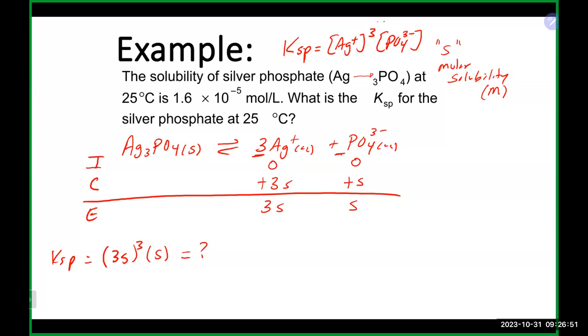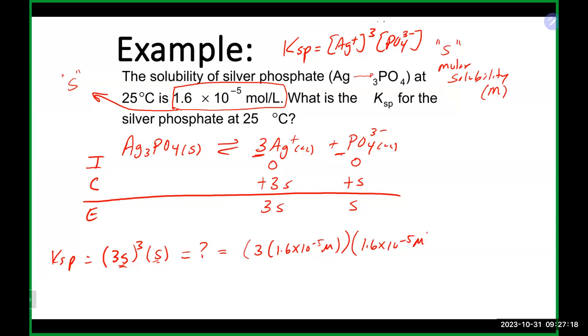Now, since we're looking for the KSP, we are actually given the molar solubility right here. That is basically S. That is the molar solubility and molarity. So at this point, what we could do is take 3 times 1.6 times 10 to the minus 5 molar, and times it by our 1.6 times 10 to the minus 5 molar. We really don't need the units because it is still an equilibrium constant, which means there's going to be no units as well. I'm going to cube that.